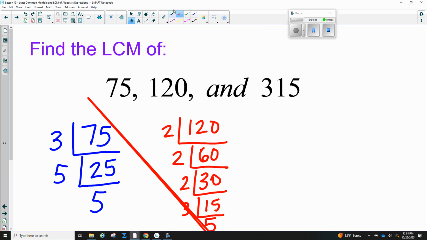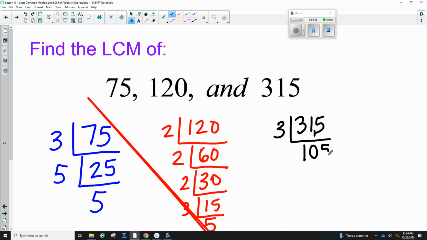Okay, 315. So does 2 go into 315? No. Does 3 go in? Yes. So in case you forgot how to do this, pay attention. 3 goes into 3. You do that first. How many times? 1. 3 does not go into 1, so you have to put a 0 here, and you carry the 1 over. So now you're doing 3 into 15, which is 5.